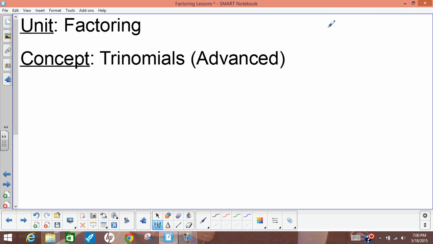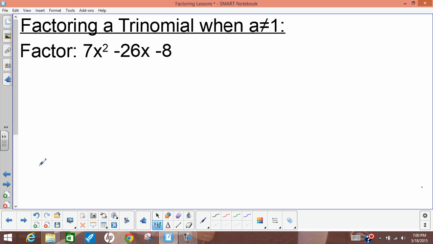Hey all, in the last video we talked about factoring trinomials, and now we're going to talk about factoring trinomials that are a little bit more advanced. In the previous lesson, the leading coefficient, the number in front of x squared, was equal to 1. In this lesson, that's going to be different, and the number before x squared is not going to be 1.